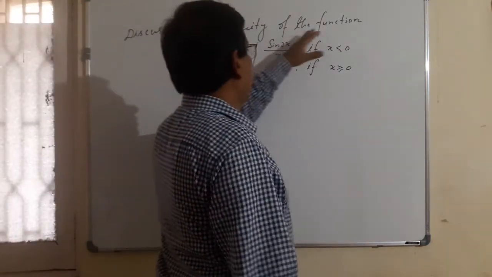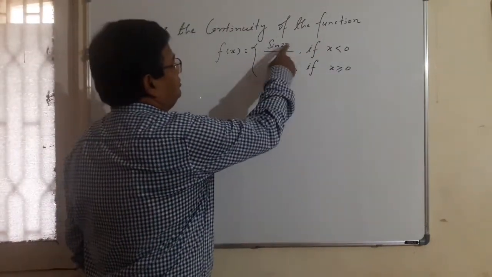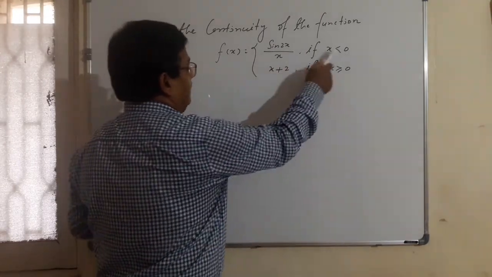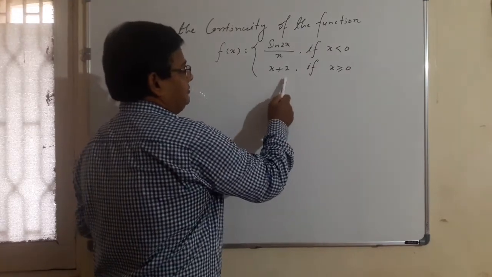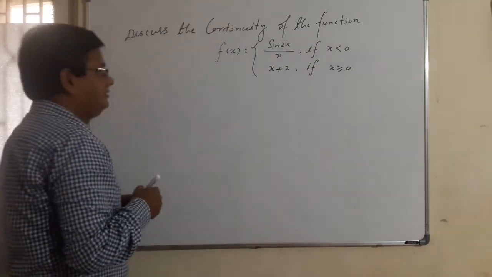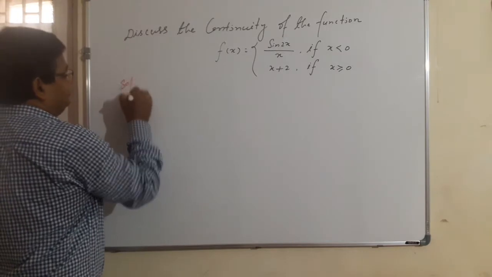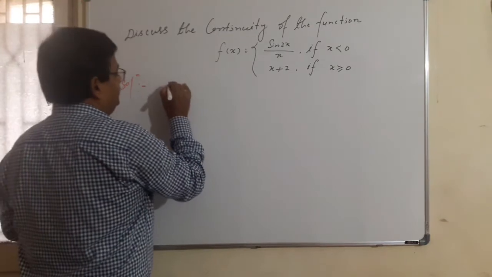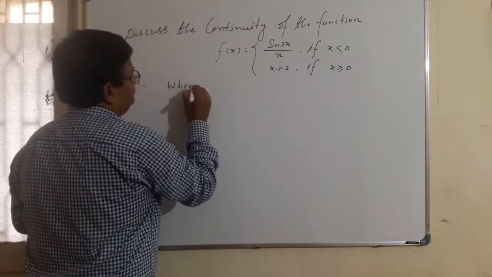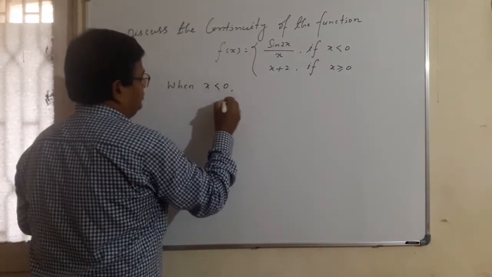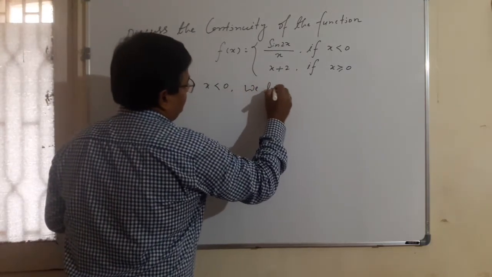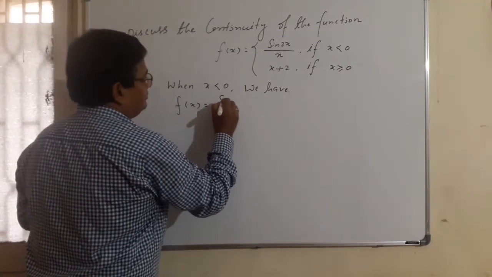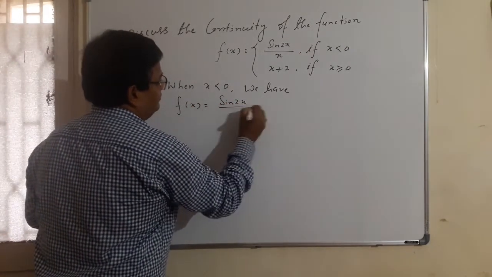Discuss the continuity of the function f(x) is equal to sine 2x divided by x if x is less than 0, x plus 2 if x is greater than 0. Solutions here. When x is less than 0, we have f(x) is equal to sine 2x divided by x.